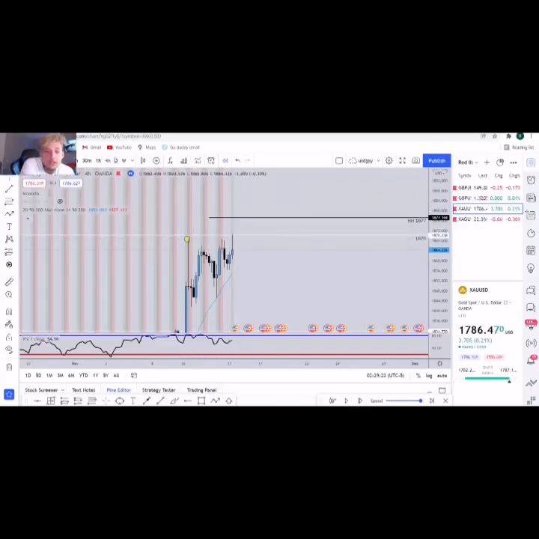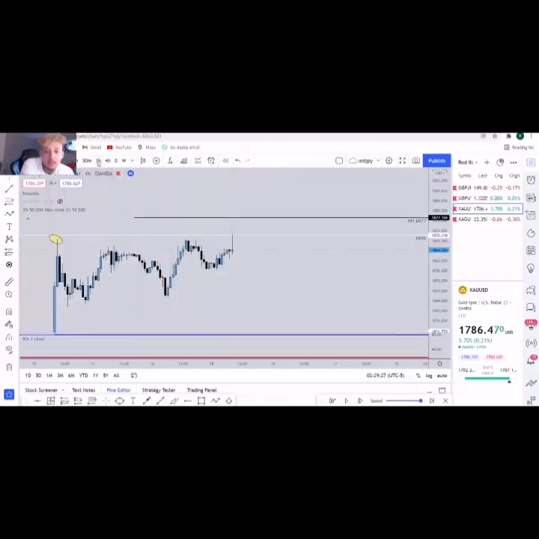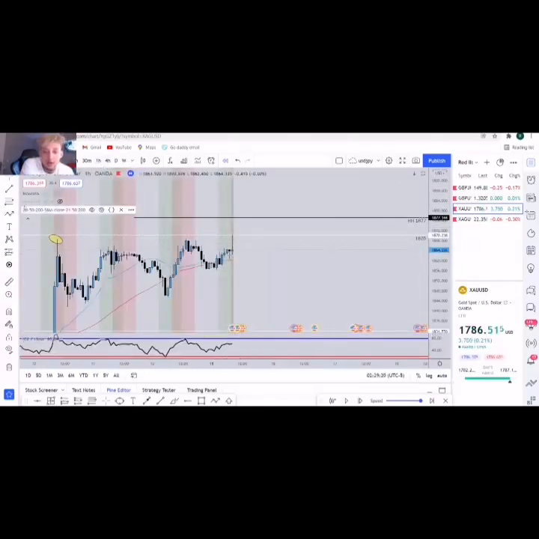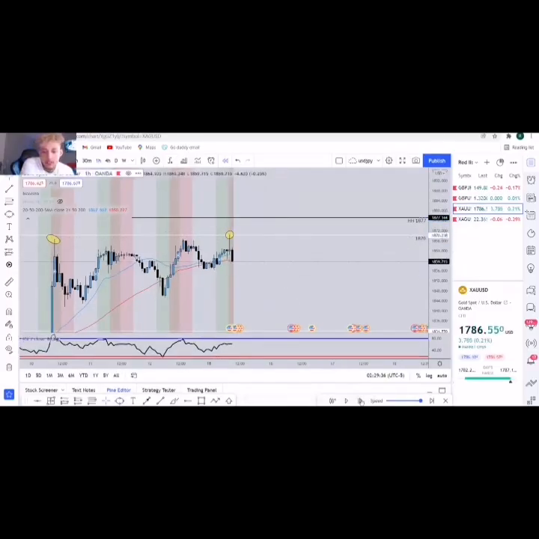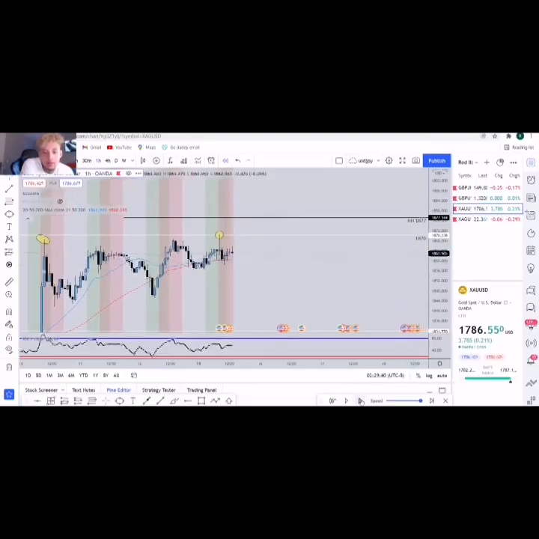Now notice the rejection here. Let's check the daily. Daily is still the same candlestick, so this is within the same day. Hour time frame, great. What this tells us here is that there's a lot of selling pressure in this area, and we're going to continue to wait.